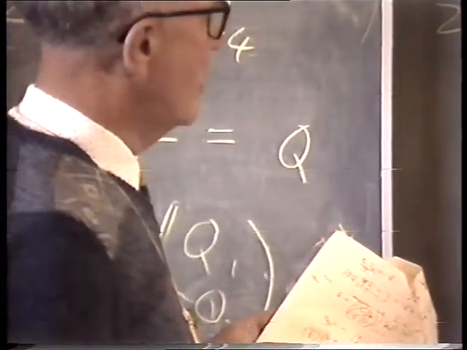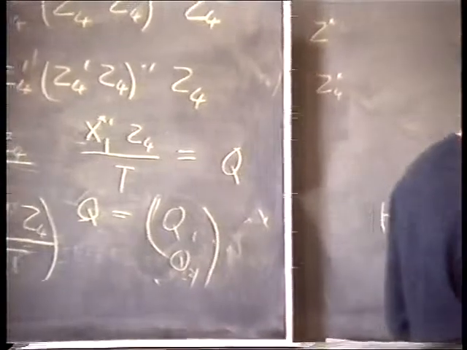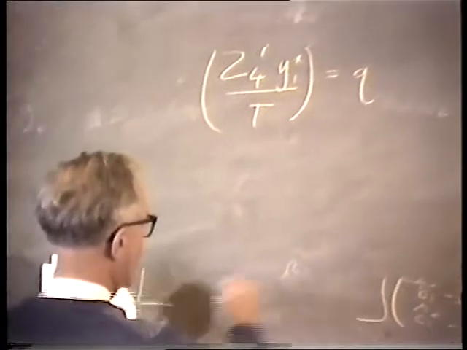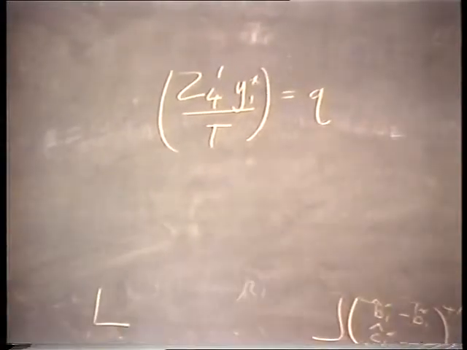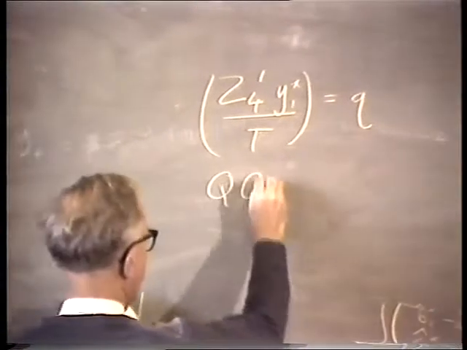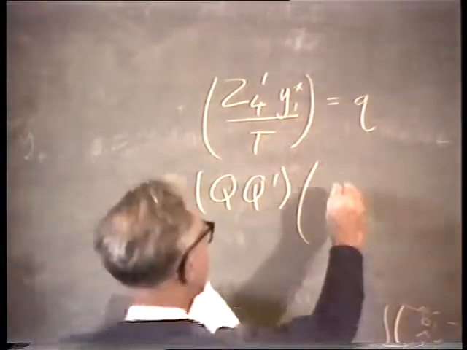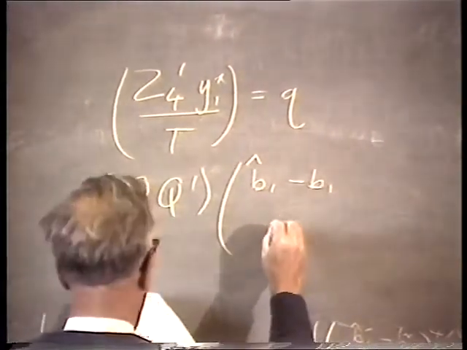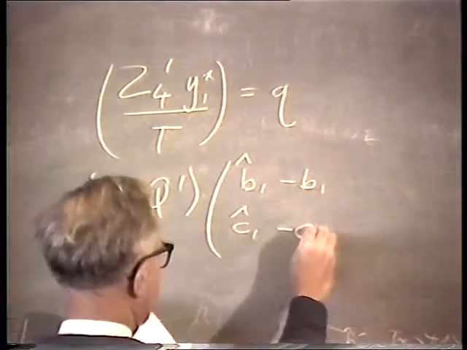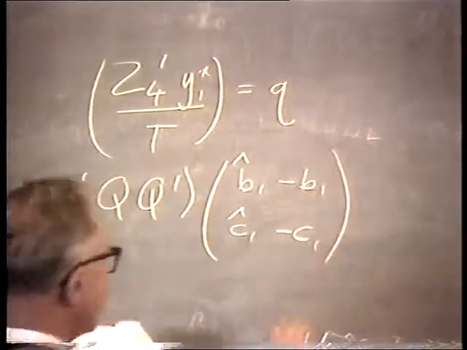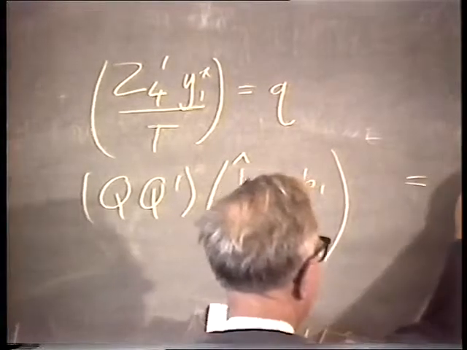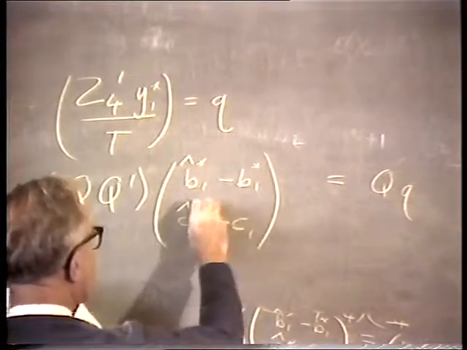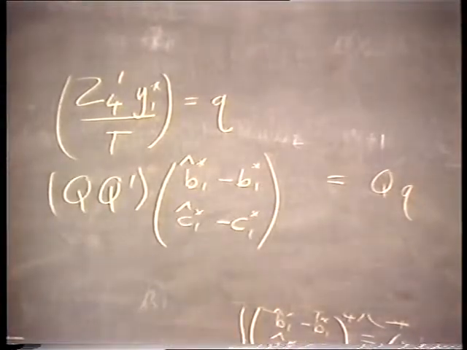Well, then I think you can see that my first block of equations, which in fact I've just rubbed out to make room, takes the form Q prime into B1 hat minus B1, C1 hat minus C1 is equal to Q times little q. Again, we need stars on all these elements here.